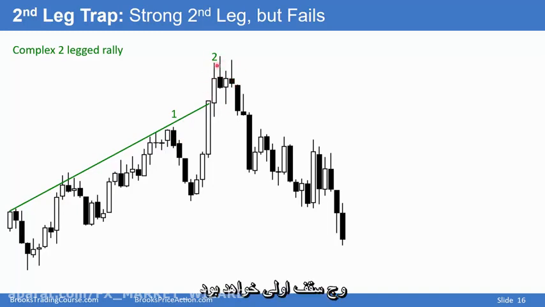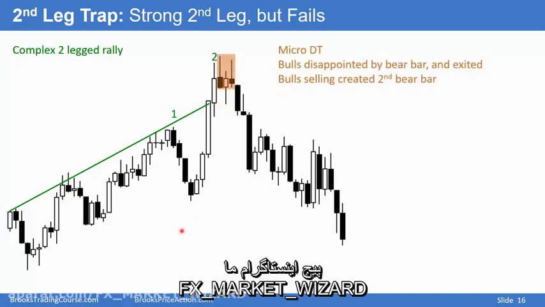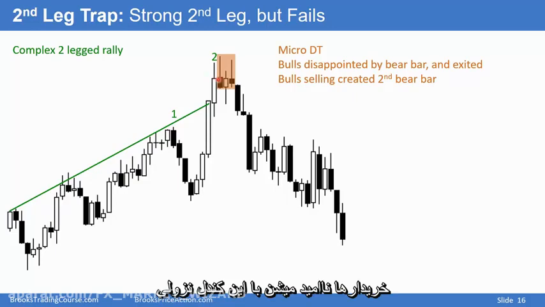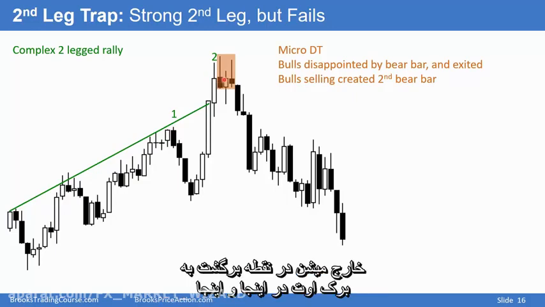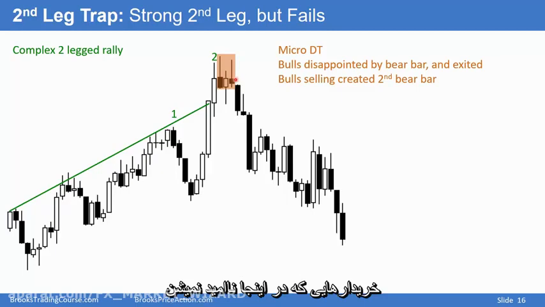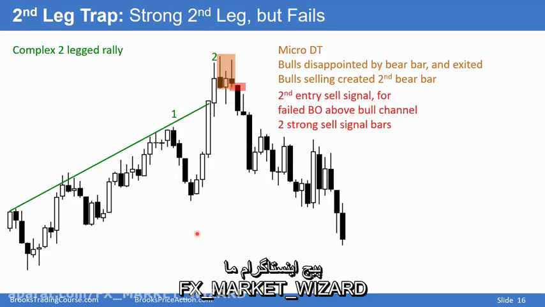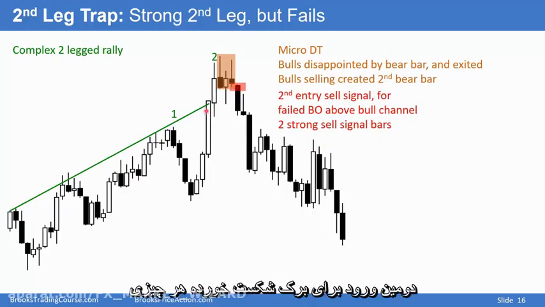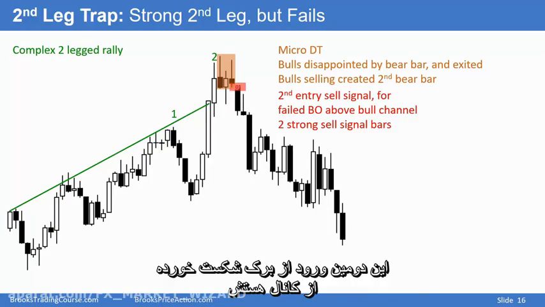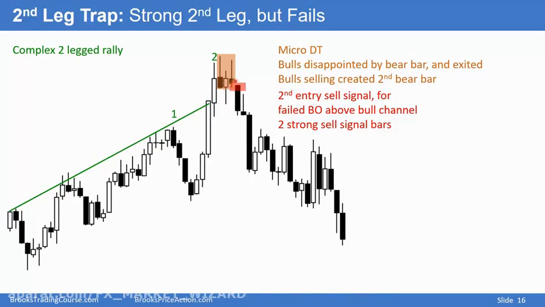The wedge top is the first. This micro double top is the second. Bulls disappointed by this bear bar. They get out break even here or here, and the bulls that did not give up here. A second entry for a failed breakout of anything is a higher probability trade. And this is a second entry for a failed breakout above a bull channel. And it has a good sell signal bar, and it follows a first entry that also had a good sell signal bar. So this is a higher probability sell.